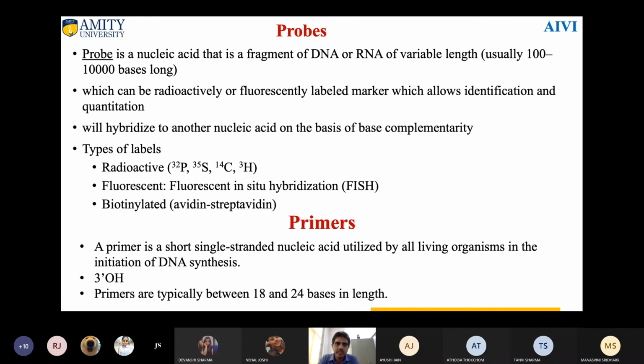Now, what things are going to help us? That is going to be the probe and the primer. These two things are what we are going to use for detection of the presence or absence of your DNA. Where we will detect will be talked about in our coming slides. But first, we should have our reagent ready. Then only we can move further. Otherwise, we can't move further. So first, what is a probe?